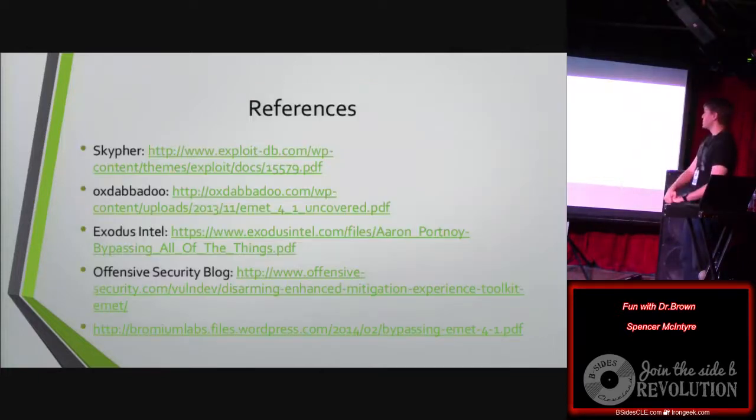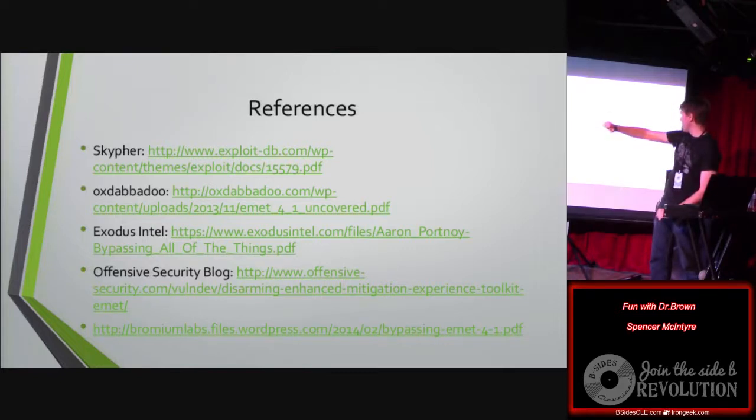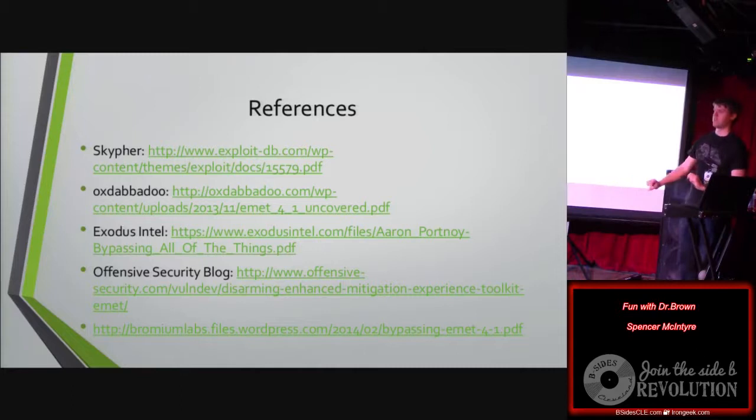These are some of the best resources and references I could find on some of the latest Emmet stuff. This is the Offensive Security blog I had just mentioned, and Exodus Intel by Aaron Portnoy is a fantastic read for anyone. If you don't know anything about Emmet at all and you really want to know about bypassing all of the things, it's a fantastic resource. It goes into very in-depth technical detail about each one of the protections, how they work, and how you can get around them.